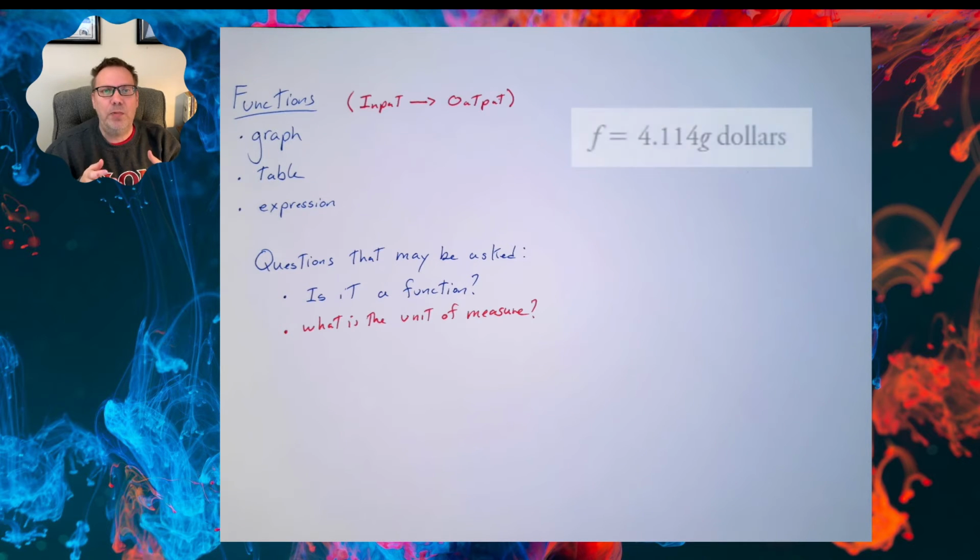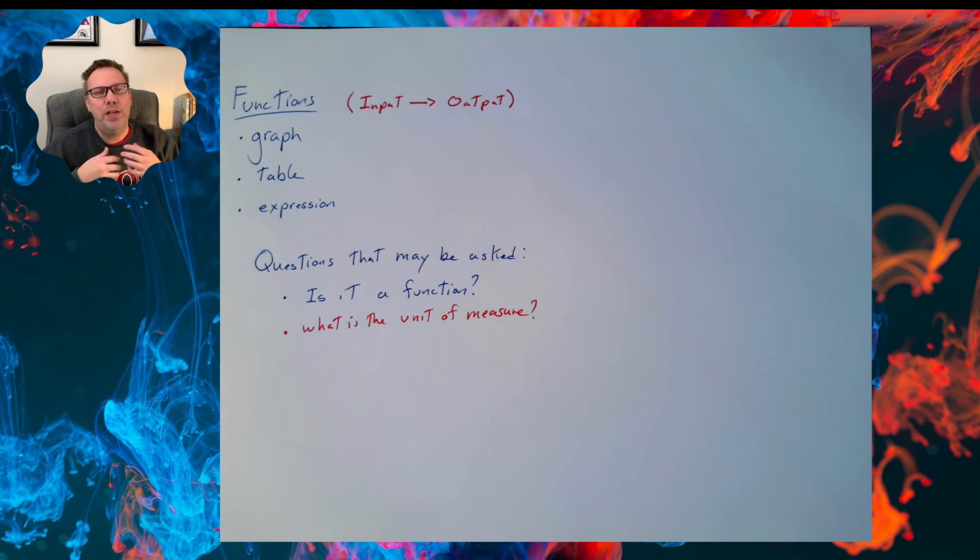The third one are expressions. This is what you are probably used to. F of x equals something. Or sometimes they leave out the variable name itself and they just say f equals. Again, when we first write these functions, putting in the units is a really good idea.